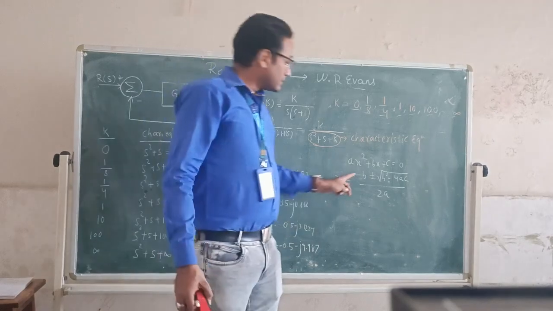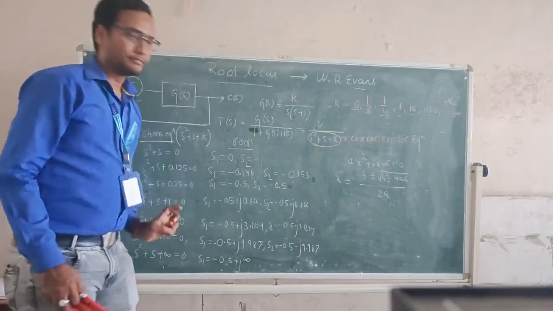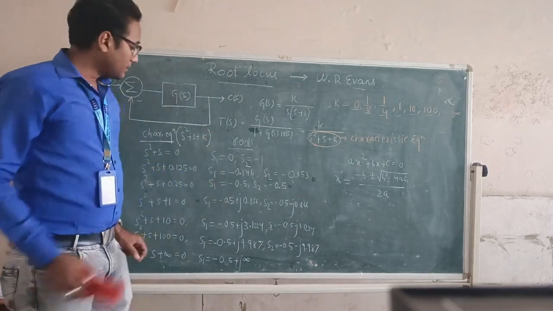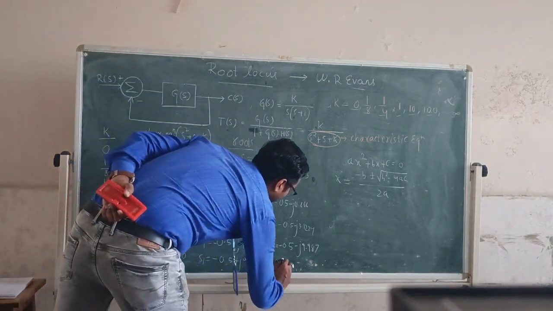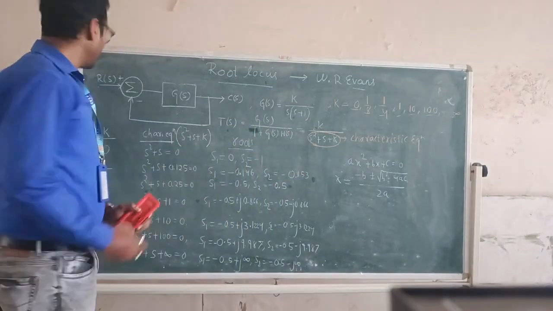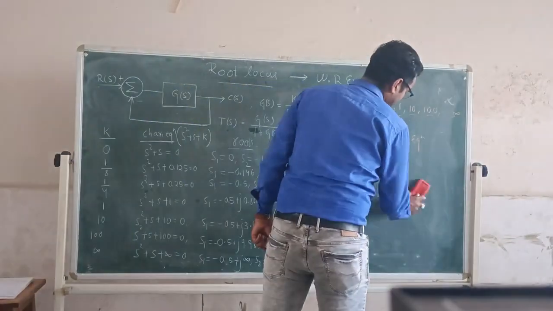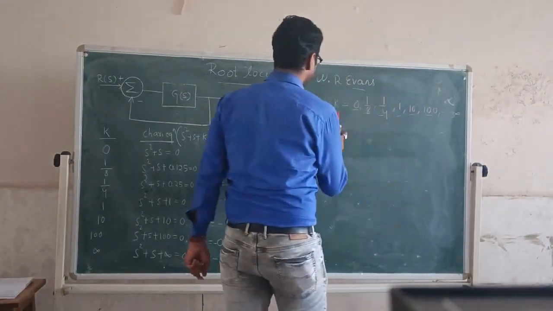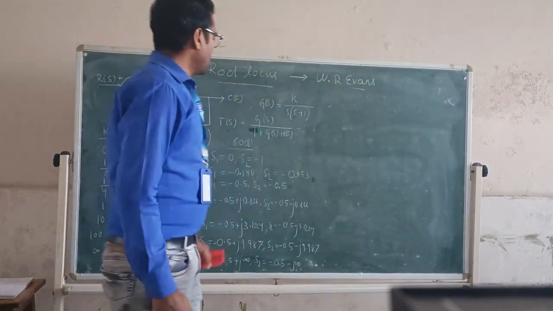All of you please calculate this. Actually this is a case study. So s1 = -0.5 + j infinity and s2 = -0.5 - j infinity. Let us draw these roots. For example, let us draw these roots here.